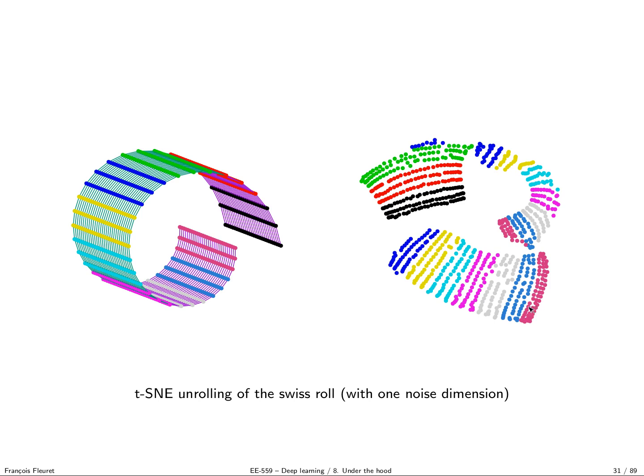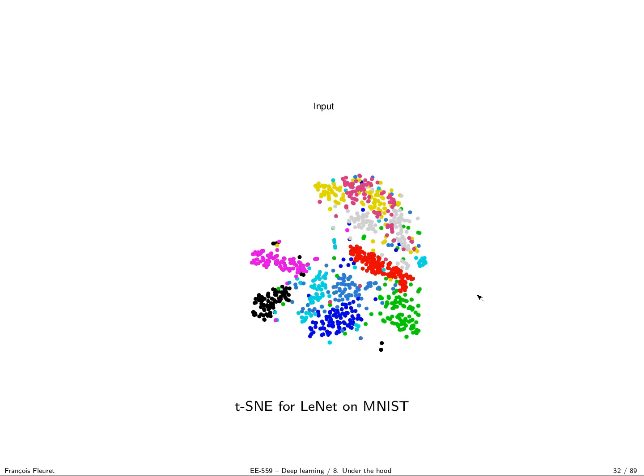So t-SNE does a very good job. It's usually a very pleasant tool to use because it gives you very nice results. And now we can apply this to what is our main topic of interest today, which is to visualize what's going on in a network.